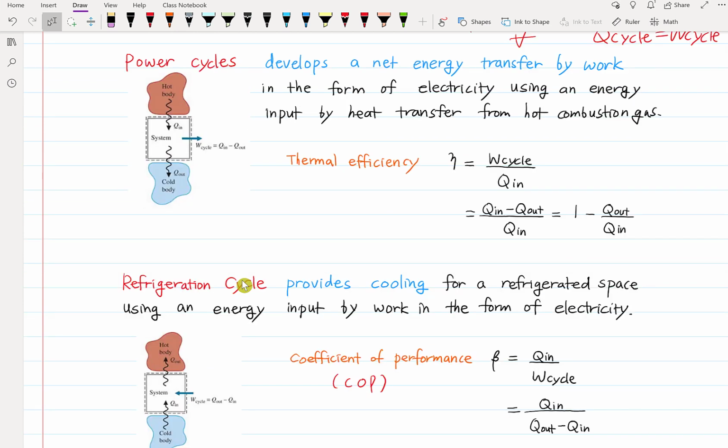The performance of a power cycle is defined as thermal efficiency. Thermal efficiency is defined as the desired output over the required input. So for a power cycle, which provides work, the desired output is W cycle, and for the required input, we need to provide heat.